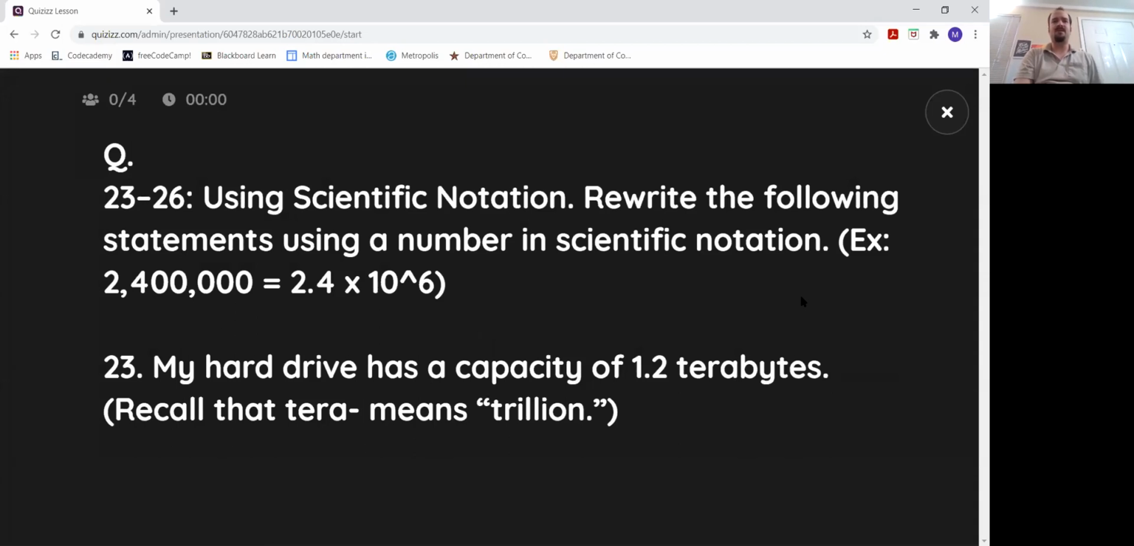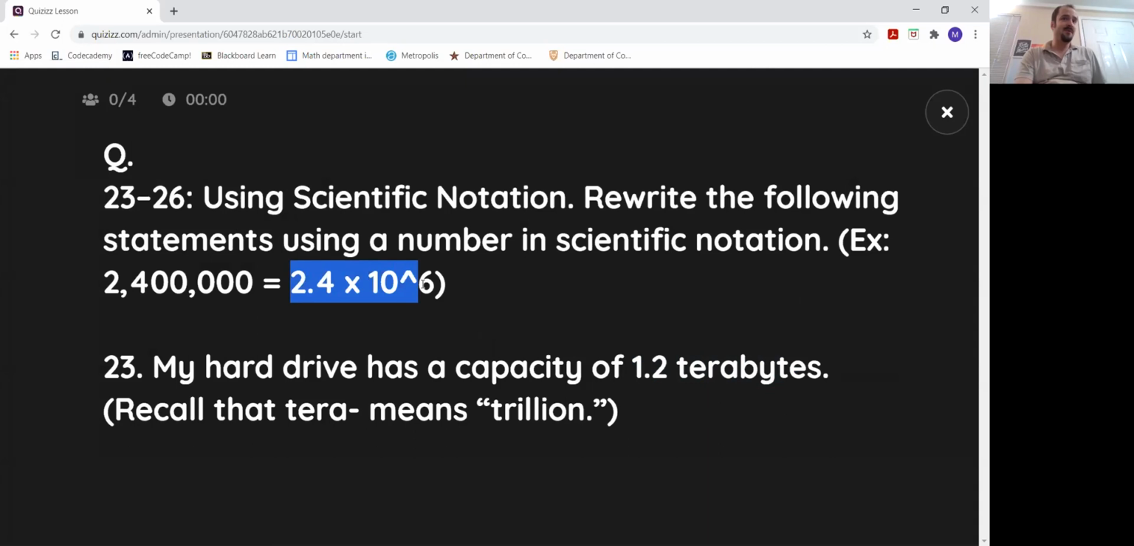All right, so question 23. My hard drive has a capacity of 1.2 terabytes. Ooh, excuse me. And tera means trillion. So this is saying 1.2 what? Trillion bytes. So in these, it says using scientific notation, rewrite the following statements using a number in scientific notation.